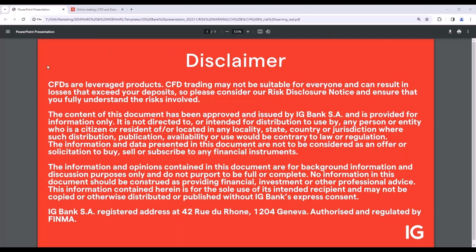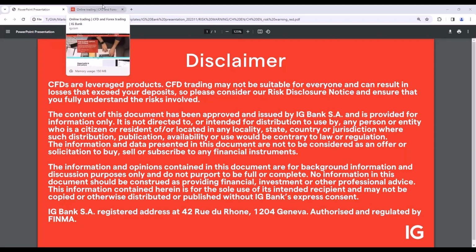The first thing we have to do is look at this disclaimer. I ask you to take a moment to make sure that you read it and that you're aware of and understand the risks involved with CFD trading. If you would like to see the disclaimer again later, you can email us and we're happy to share it with you. But at this stage, I think we will start our webinar.